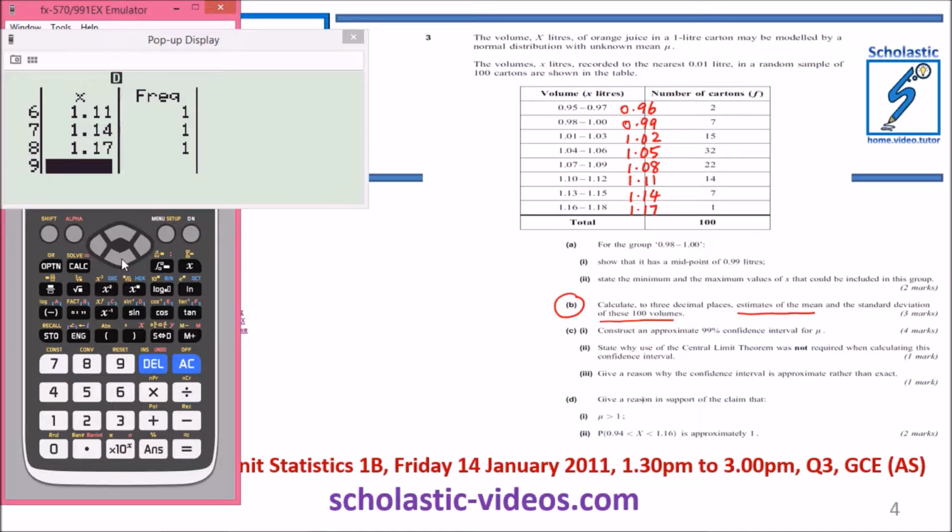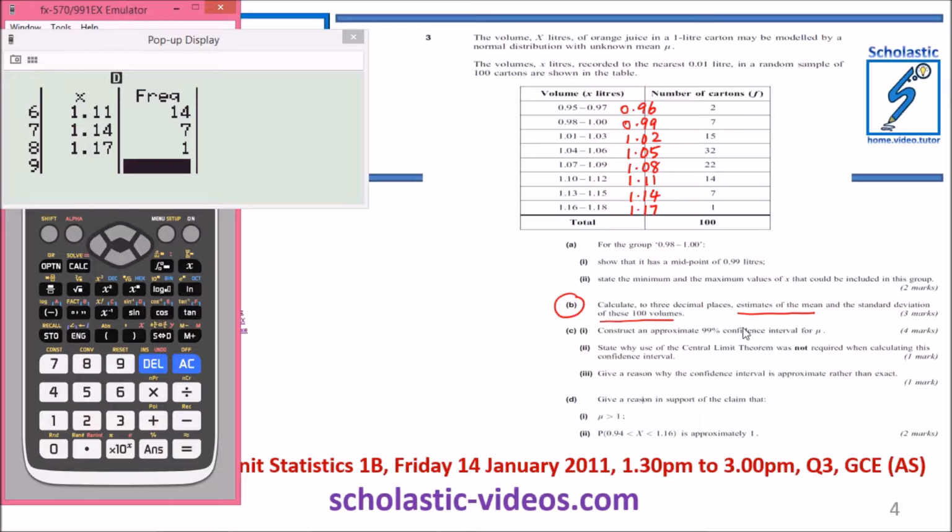need to enter the frequencies for each midpoint of the class. So our frequency is 2 for the first one, enter. 7, enter. Please make sure you are entering it in the correct row. 1.02 is equal to 15, enter. 1.05 is equal to 32, enter. 22, enter. 14, enter. 1.14 is 7, enter, and 1, enter. So there are 8 values, so you have entered all the values there.